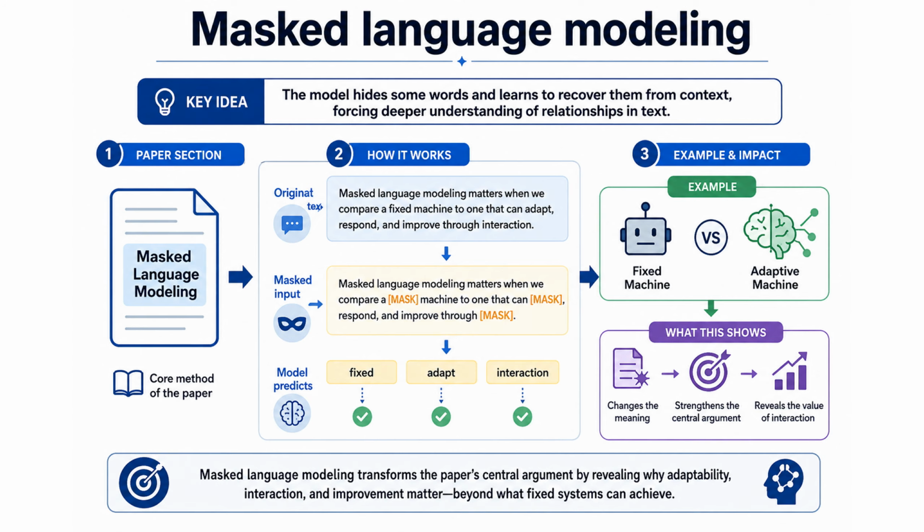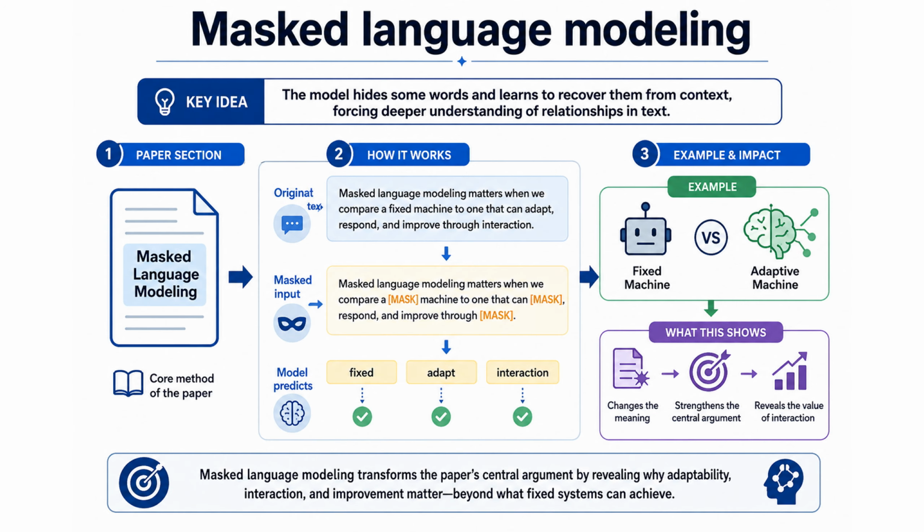Masked language modeling. The model hides some words and learns to recover them from context, forcing deeper understanding of relationships in text. For example, masked language modeling matters when we compare a fixed machine to one that can adapt, respond, and improve through interaction. What this example shows is how masked language modeling changes the meaning of the paper's central argument. This matters because it helps explain why this paper became one of the foundation stones of AI history.